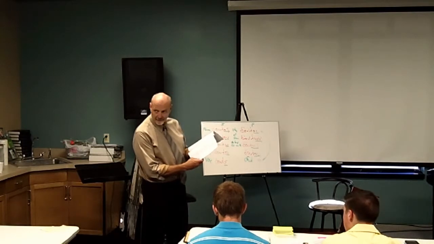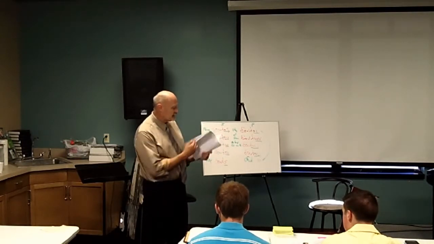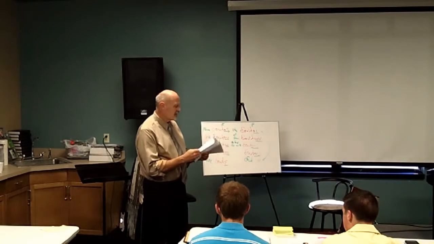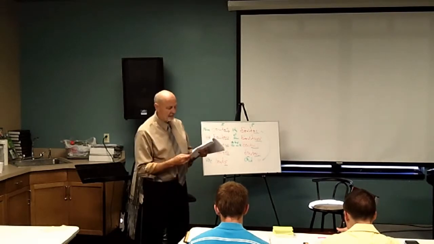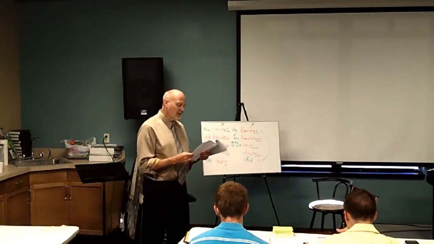Got it? All right, let's see. Here, I got them in the wrong order. So then we skip to 19. Doulos, doulou, doulo, doulon, doule. We're going on to the next column: douloi, doulon, doulois, doulous.